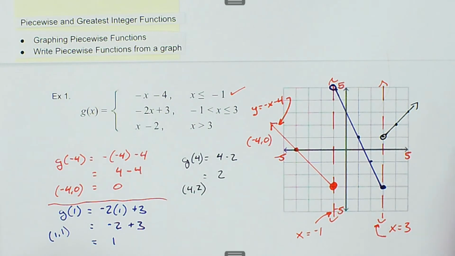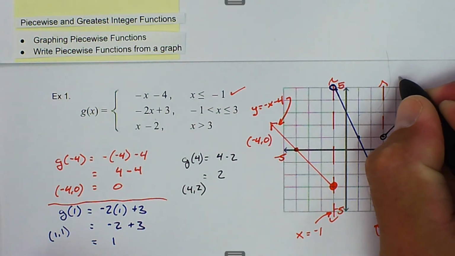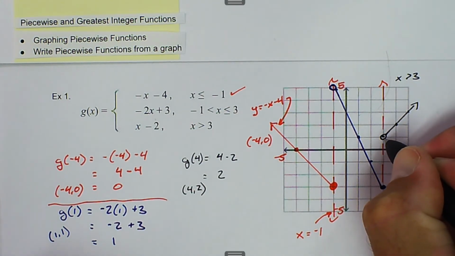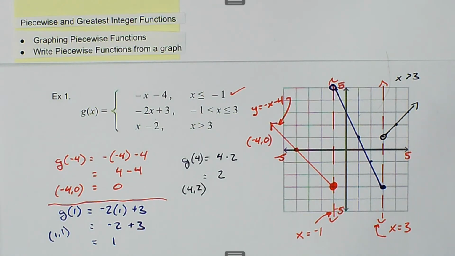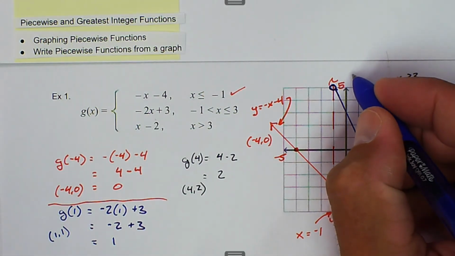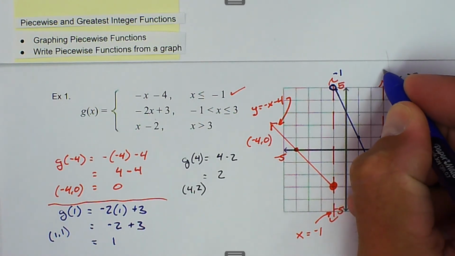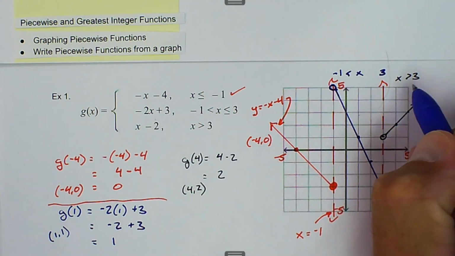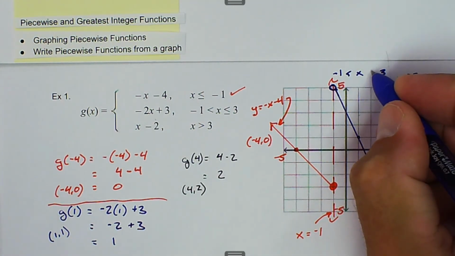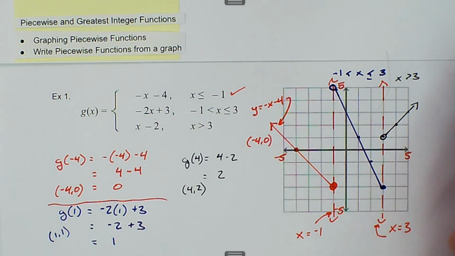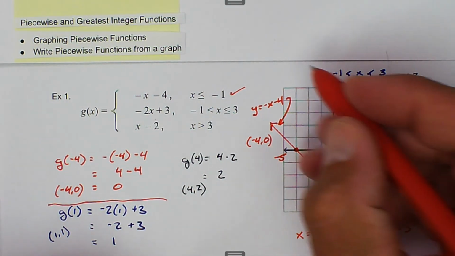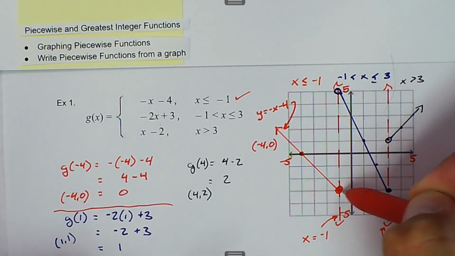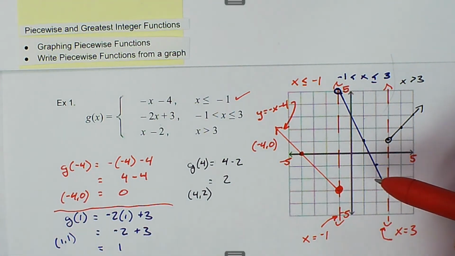So our domain here, we have x must be greater than 3, not equal to, just greater than. That's why we have an open dot at 3. And then for our blue function here, it goes from -1 to 3. The -1 is not included. We have an open dot. The 3 is included because that is a closed dot. And then for our first function here, we have x is less than or equal to -1. So at -1 here, that's a closed dot, so that is included.